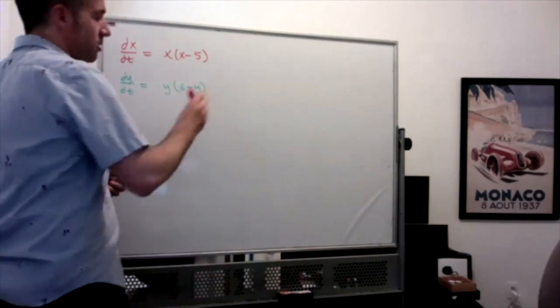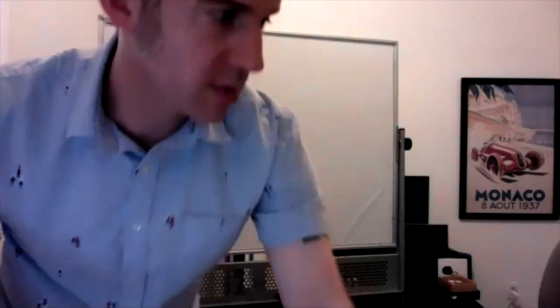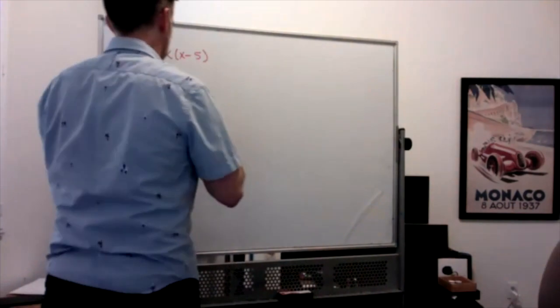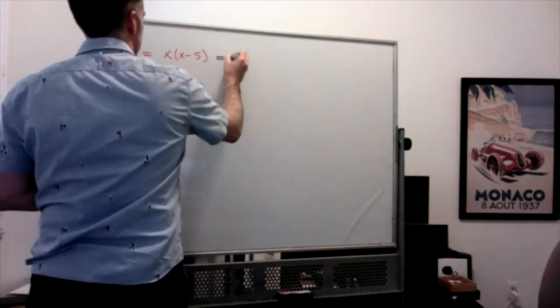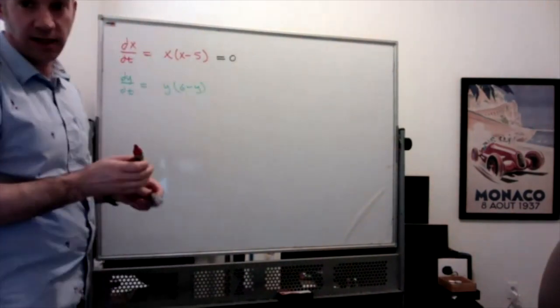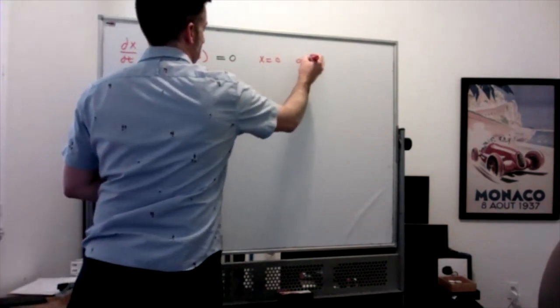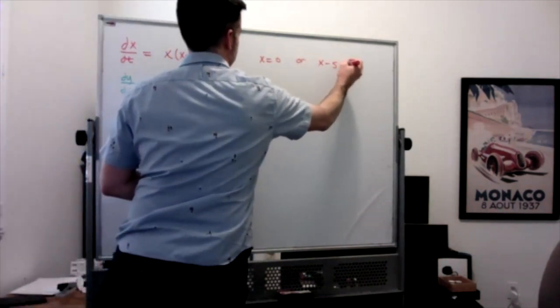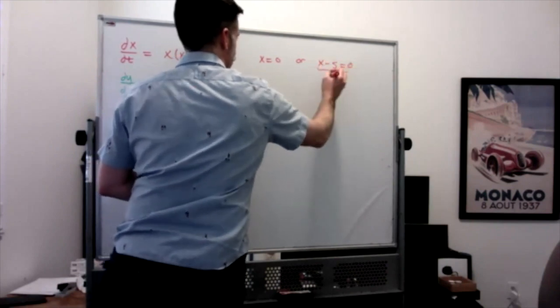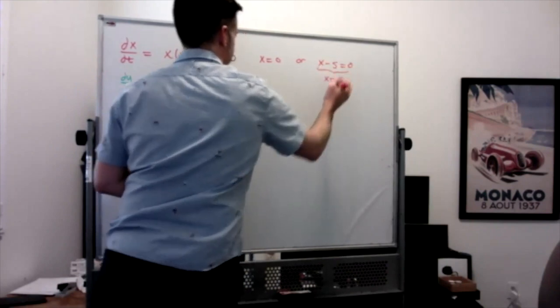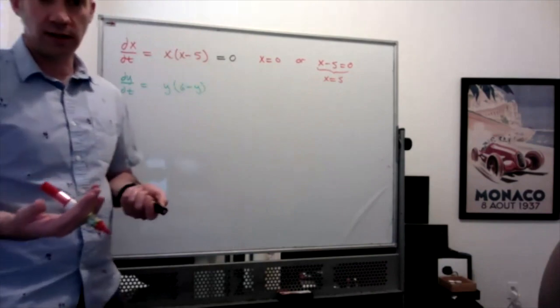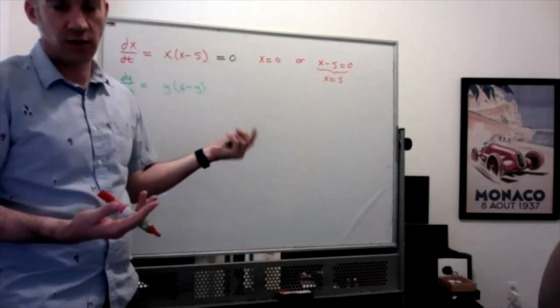So setting this one equal to 0, well, we're either going to get x equal to 0 or x minus 5 equal to 0, which becomes x equal to 5. So we actually have two nullclines here. One is x equal to 0, one is x equal to 5.